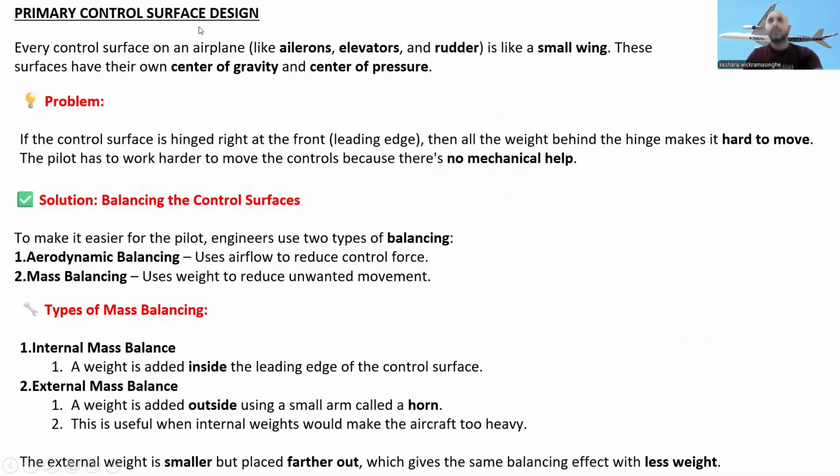Every control surface on an airplane, like aileron, elevators, and rudder, is like a small wing. Remember, every control surface is like a small wing. So these surfaces have their own center of gravity. Every control surface has its own center of gravity and center of pressure. Not only the whole aircraft, every control surface has a center of gravity and also a center of pressure.